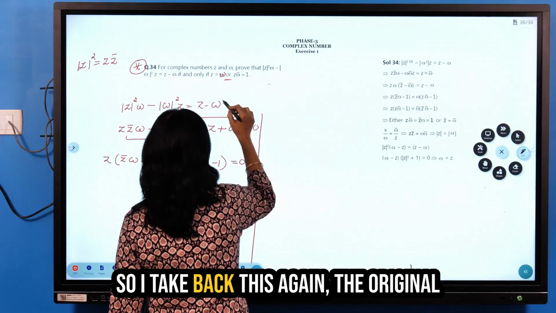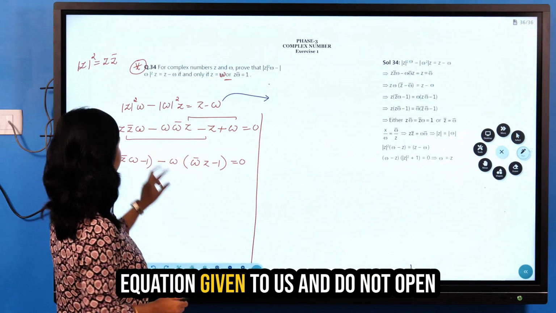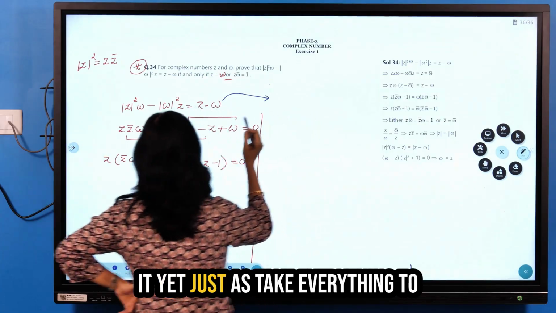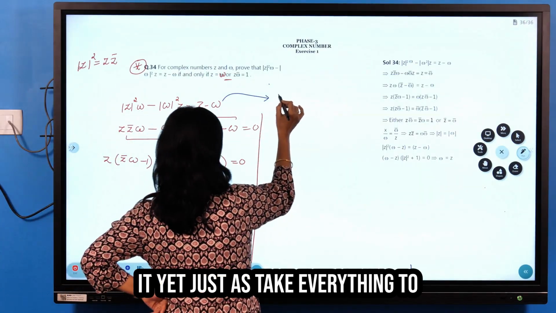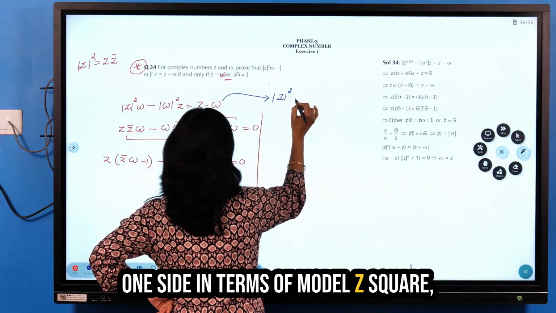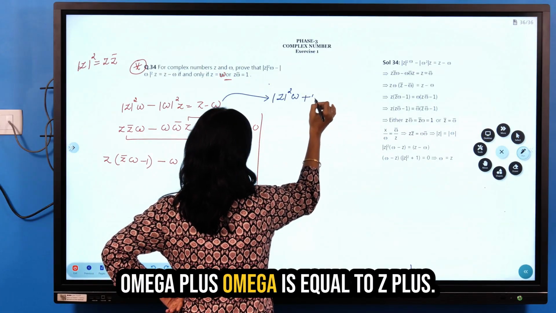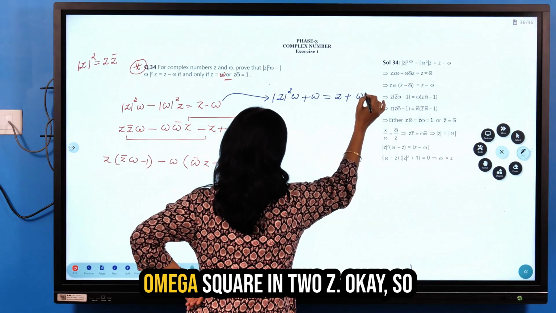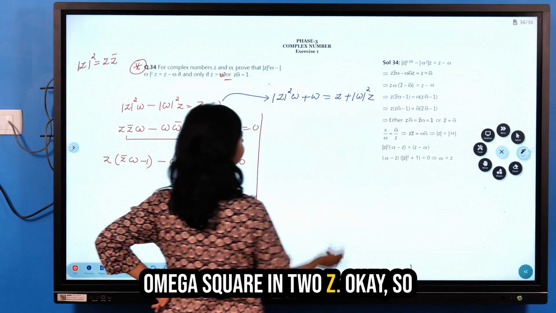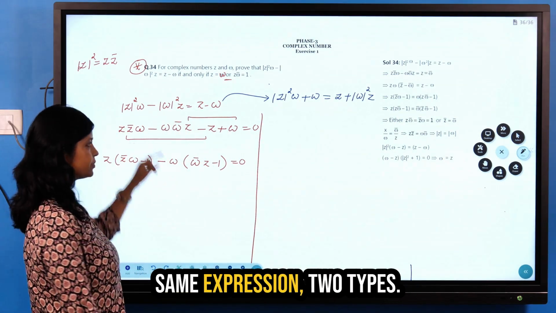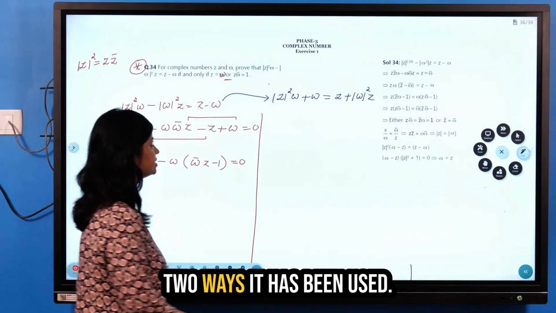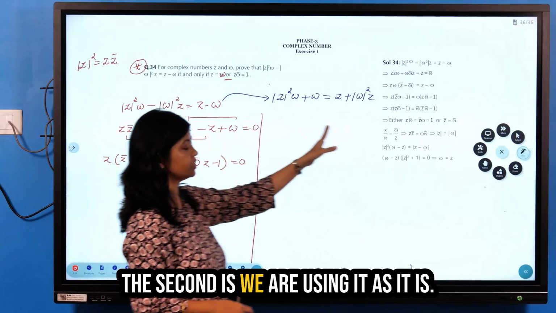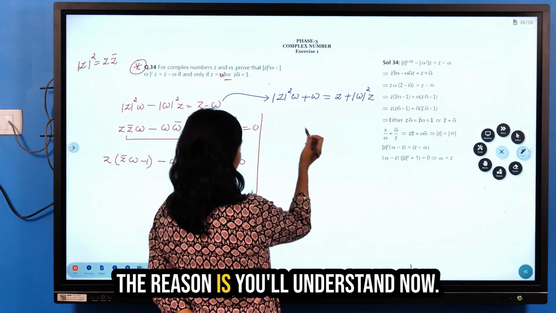So I take back the original equation given to us, and do not open it yet. Just take everything to one side in terms of mod only. z square omega plus omega is equal to z plus omega square into z. So the same expression has been used in two ways. First, we unpacked the introduced conjugate. The second is we are using it as it is. The reason you'll understand now.